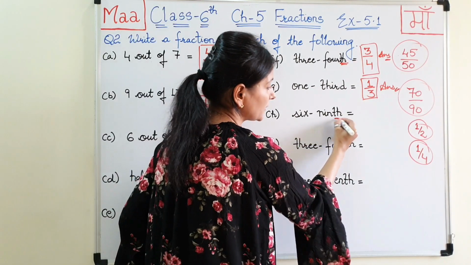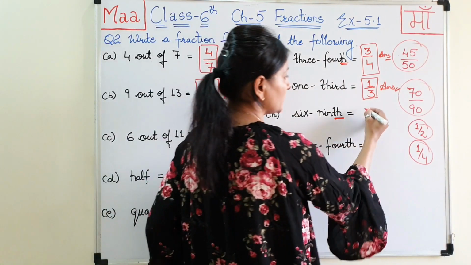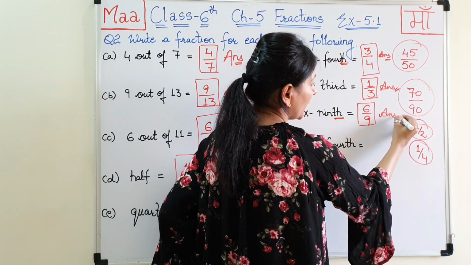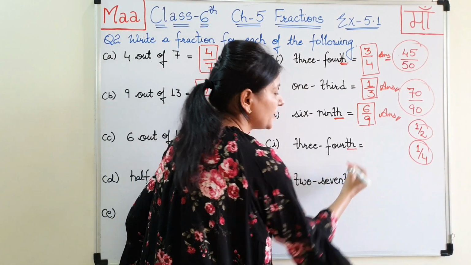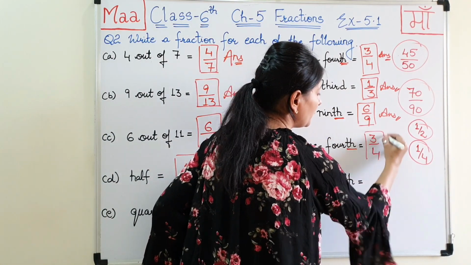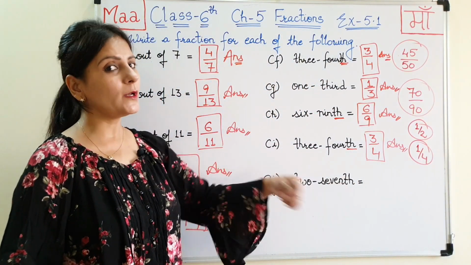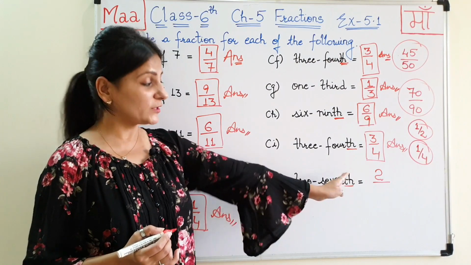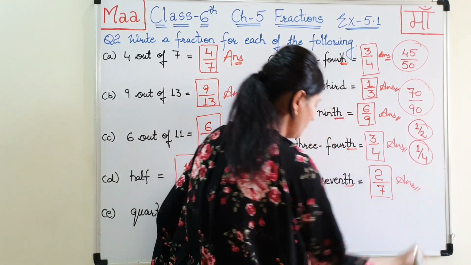6/9. अब आप वापस देख सकते हैं TH आ रहा है. So the TH term will be placed in the denominator. 6 will come in the numerator and 9th, so 9 will come in the denominator. So 6/9 is the answer of part H. Then 3/4. TH, again the TH term is there. So this 4 will come in the denominator, and 3 will come in the numerator. So like this we can write 3/4. Then 2/7. So 2 will come in the numerator and you can see the TH term is there with 7. So that 7 will come in the denominator. So 2/7 is the answer of part J.